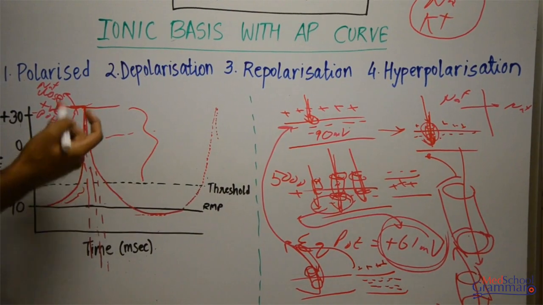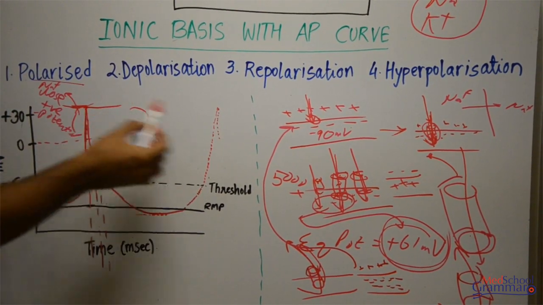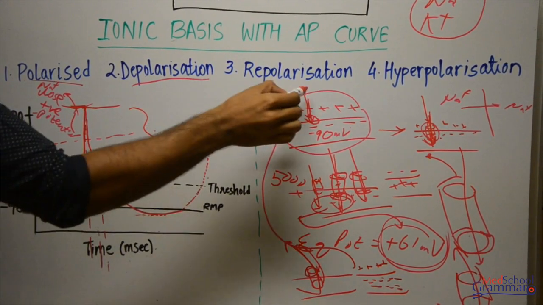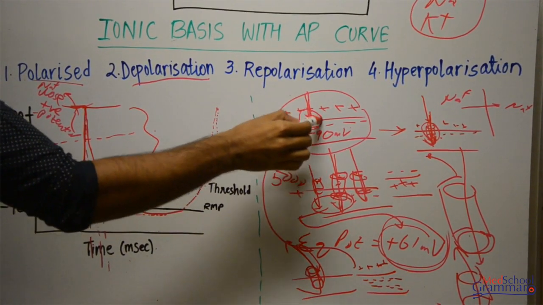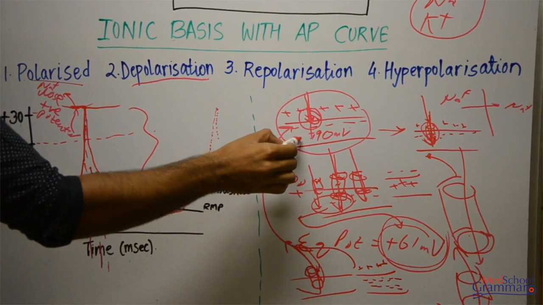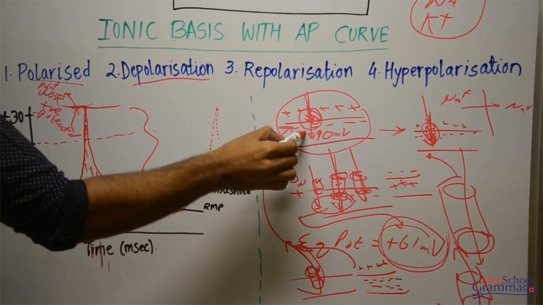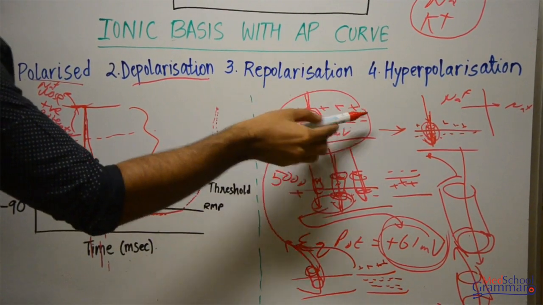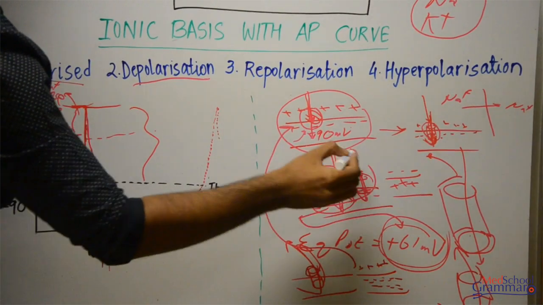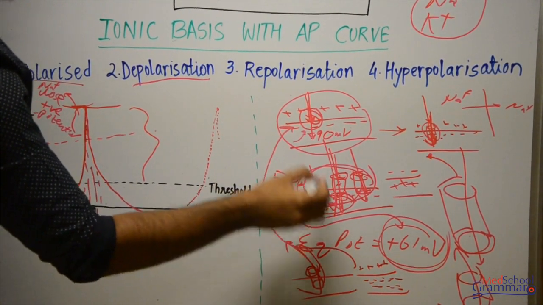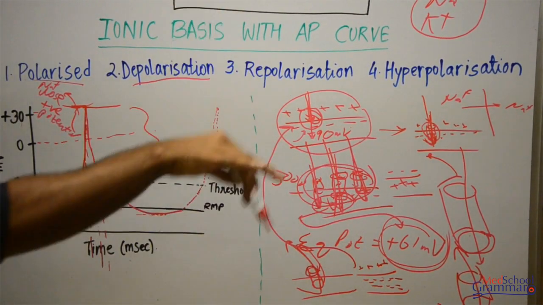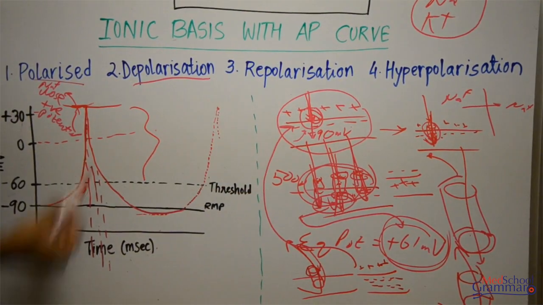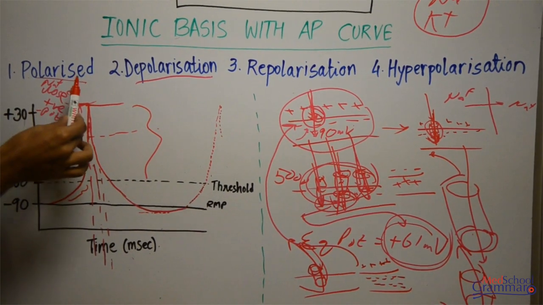So again, we started with the polarized state, that is the resting membrane potential. Then we talked about depolarization. We applied a stimulus. At that site, the permeability of sodium increased. The potential slowly, gradually rises to the threshold level. As the threshold level is reached, a large number of sodium channels open, and sodium moves inwards. That is sodium influx. Inside positivity rises, moves upwards. This is known as overshoot potential, above zero.